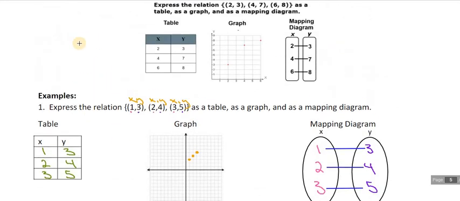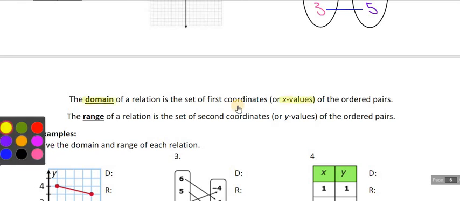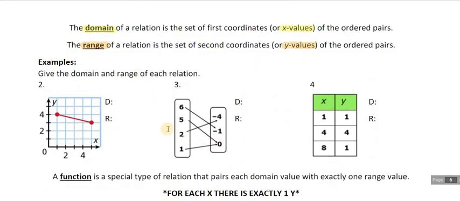So again, as noted earlier with our vocabulary, the domain of a relation is the set of the first coordinates, or those X values. And the range is the Y's. So domain is X, range is Y. So if I'm looking specifically at domain and range for these different scenarios, I've got a graph, a mapping diagram, and then a table. We want to make sure that we are speaking only about X values when asked about domain, and only Y values when asked about range.